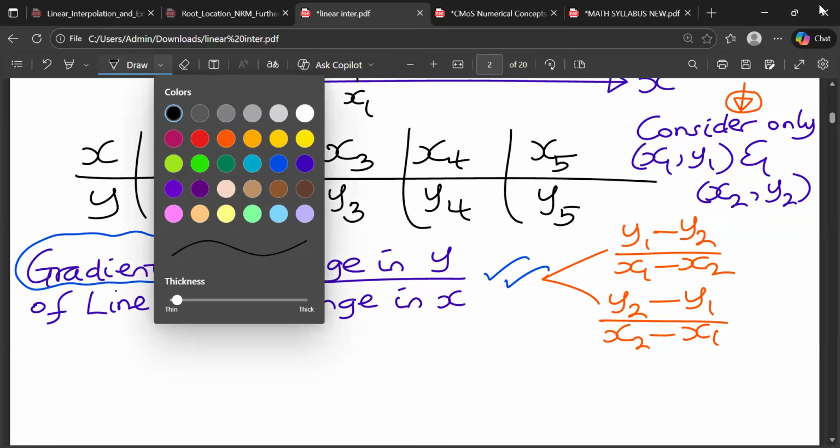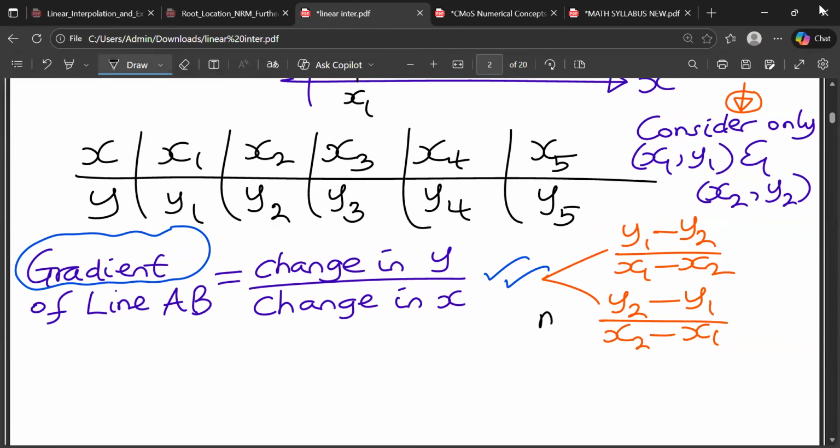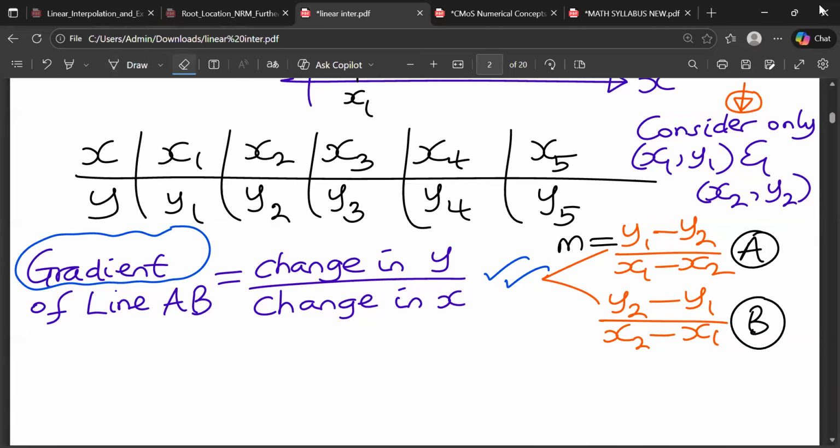Of course. Maybe I can put here M. Have the first one and second one. The first one I'm calling A. The next one I'm calling B. Which one is the right one? When you say that A is the right one, that means you're saying that B is wrong. So you either say both are wrong, A is correct, B is correct, or both are correct.